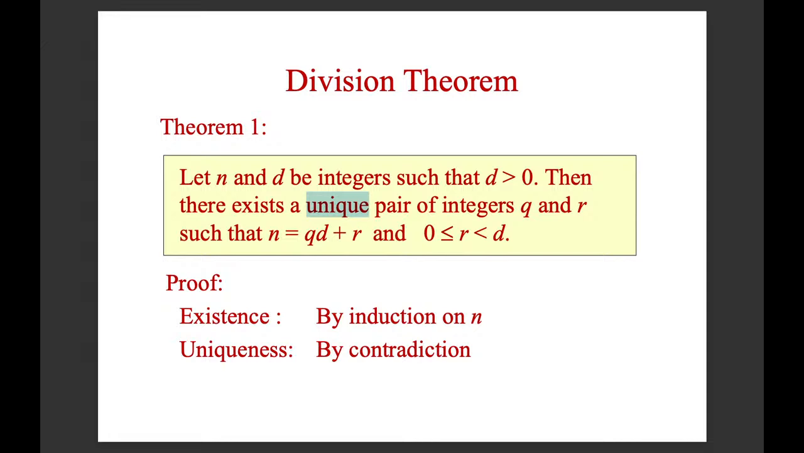To show why this is correct, this is a unique existence and uniqueness theorem, or statement. Usually we can show the existence easily first, and after we have shown the existence, we can show the uniqueness. Uniqueness is usually shown by using contradiction, and here for the existence, we can show this by induction on n. So when n is a number between 0 and d, smaller than d, then this is correct.